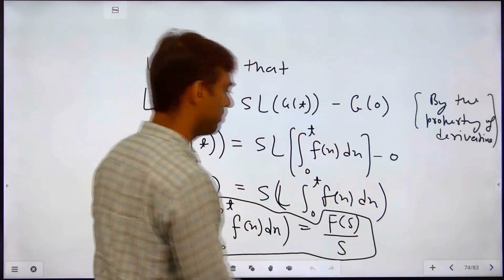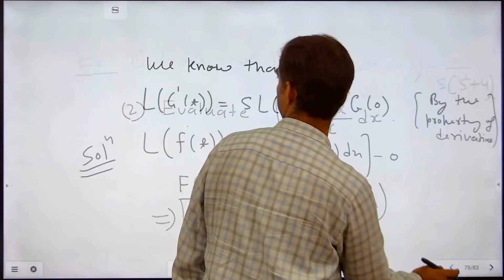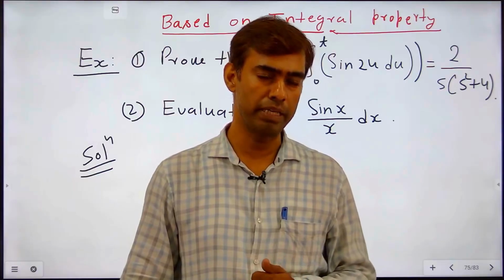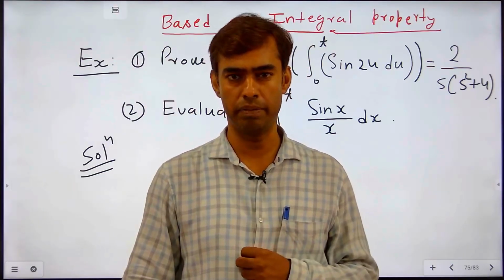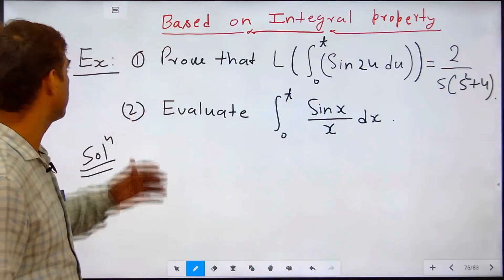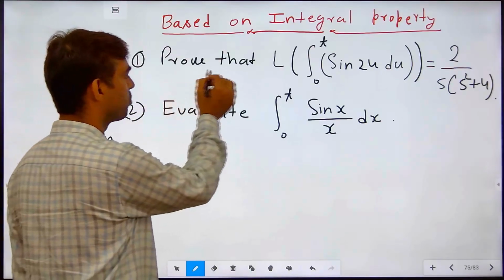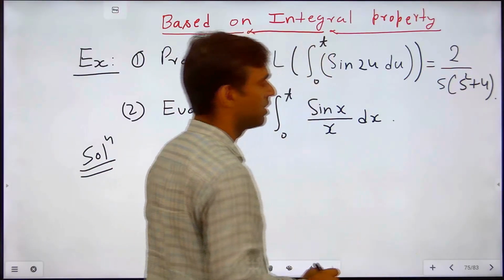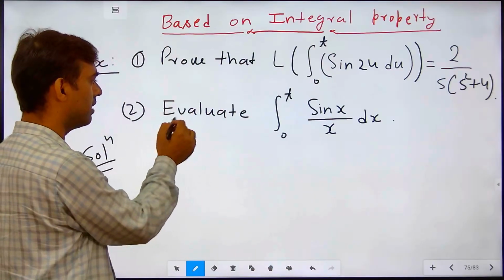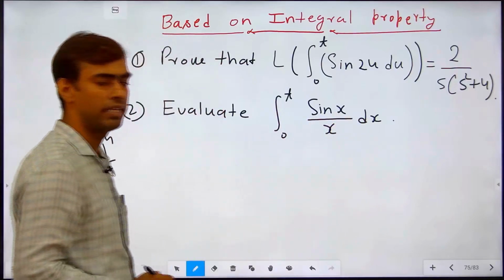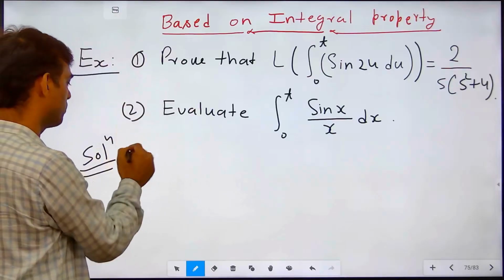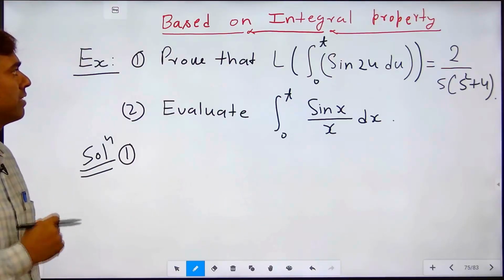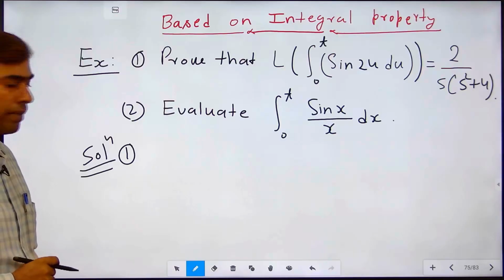Based on this property of the integral of a Laplace transform for any function, now we are going to solve two numerical examples. In order to save time, we have already written the two problems. The first problem is to prove that the Laplace transform of the integral from 0 to t of sin 2u du equals 2 upon s(s² + 4). The second is to evaluate the integral from 0 to t of sin x upon x dx. First, we take the first problem and try to prove this result using the property of the integral of a Laplace transform.